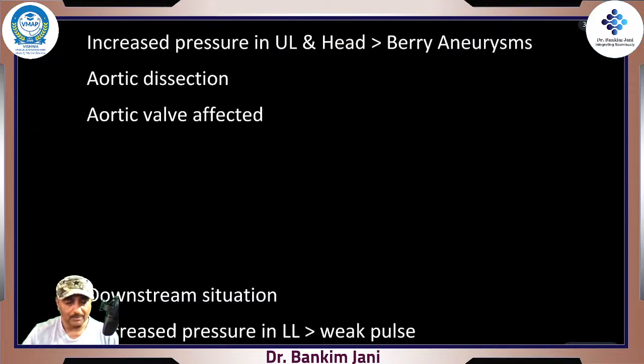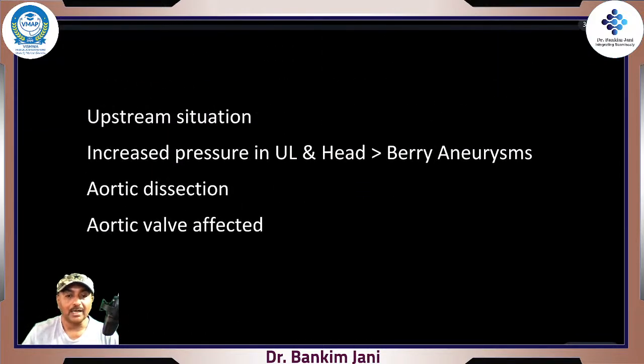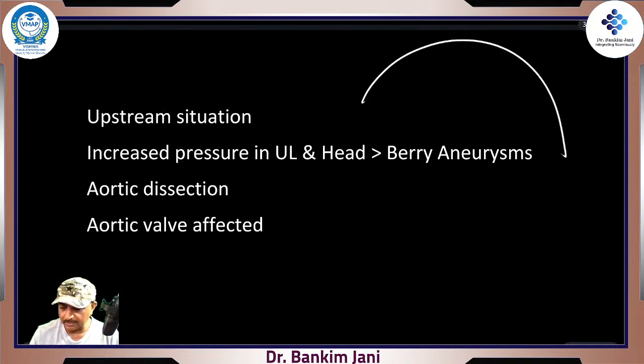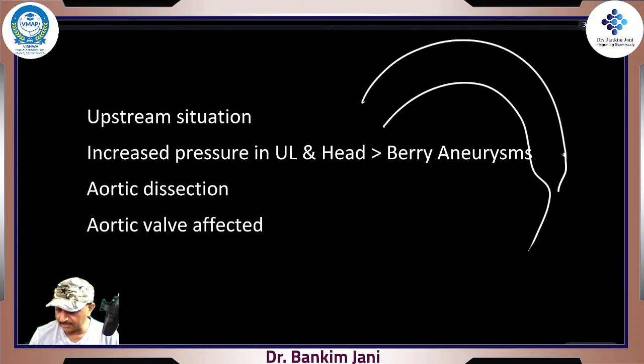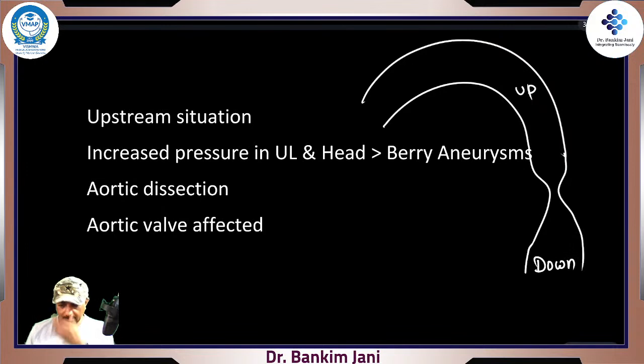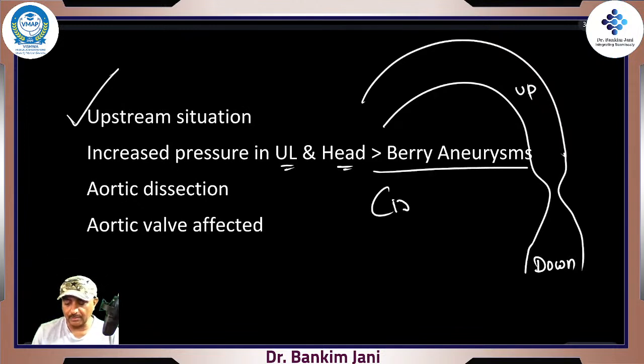But here what happens is the upstream situation. Now this is what is happening, right? This is the narrowing, and this is the upstream. This is upstream, this one is downstream. Now in the upstream situation, there is increased pressure in the upper limb and head, right? Upper limb and head. And for the brain, there is the circle of Willis, right?